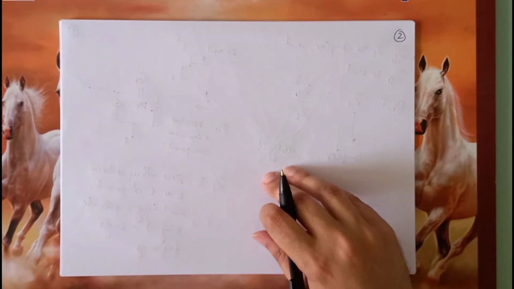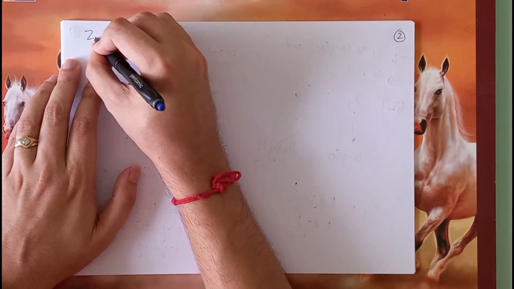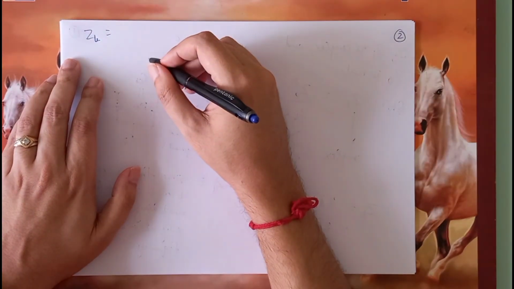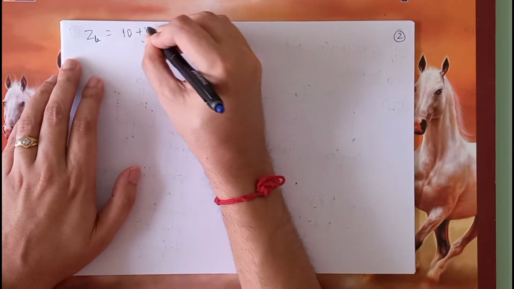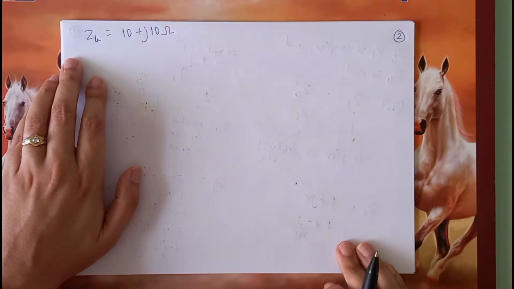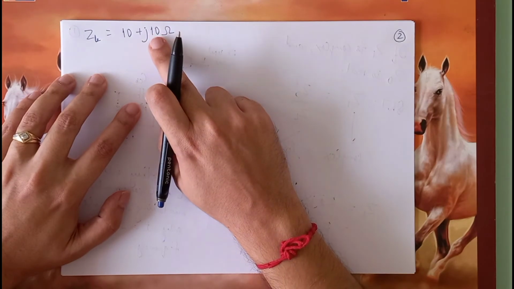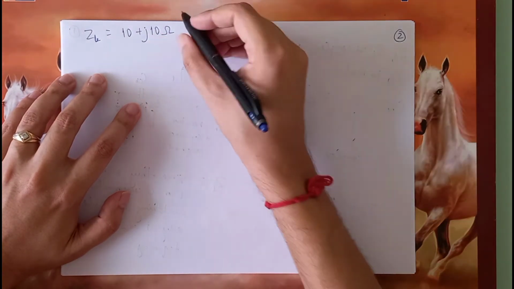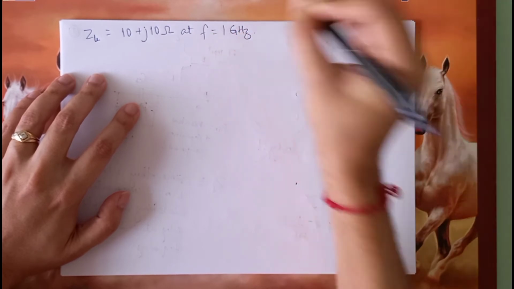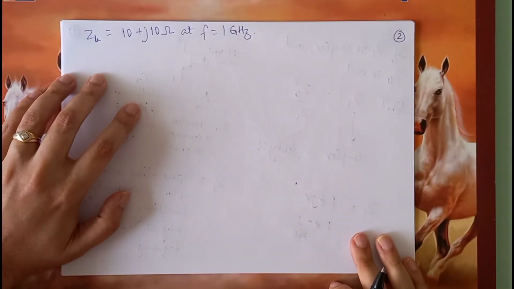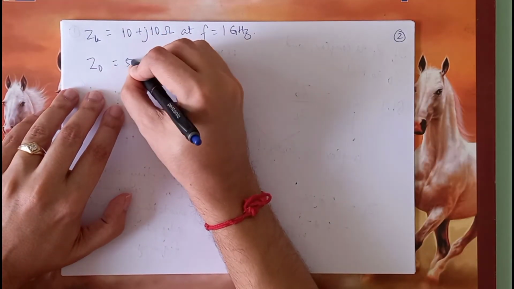So suppose I tell you that I have a load impedance ZL that is 10 plus j10 ohms. The moment I say this, I have to specify the frequency because the reactive component depends on frequency, at f equals 1 gigahertz. And this load is to be connected to a line of impedance 50 ohms.